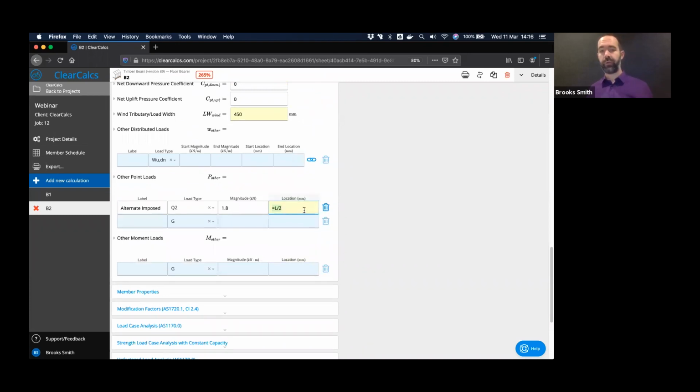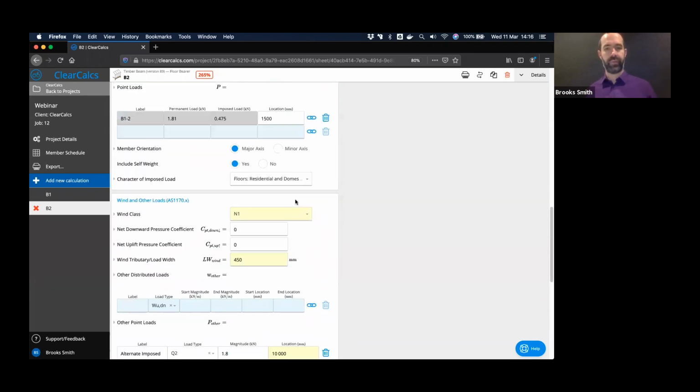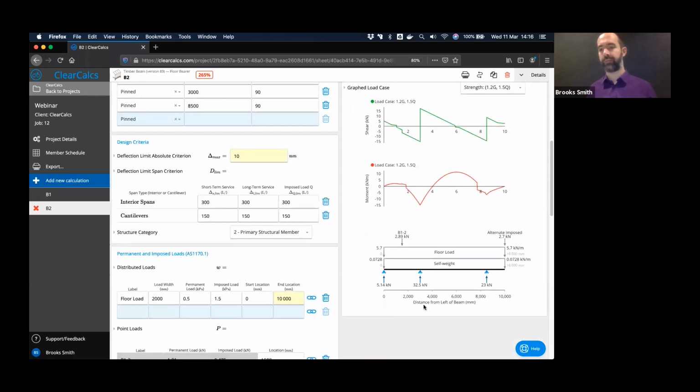The alternate imposed load needs to change location. So if you have a cantilever present, the standard tells you that that alternate imposed load needs to be at the end of the cantilever. So I'll put it there. It has a magnitude of 1.8 kilonewtons according to AS1720.1. And that will then show up on my diagram here. So yeah, that's what the alternate imposed load is.